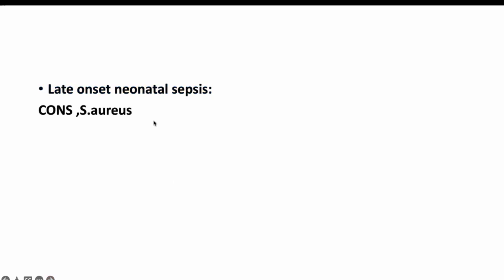Late onset neonatal sepsis, as I told you, there will be factors of hospital-acquired infection. So we will go to coagulase negative staph and staph aureus, and we need to change our coverage based on that.